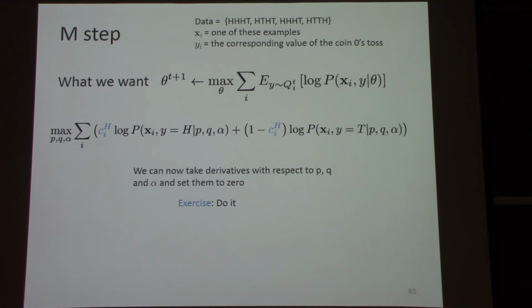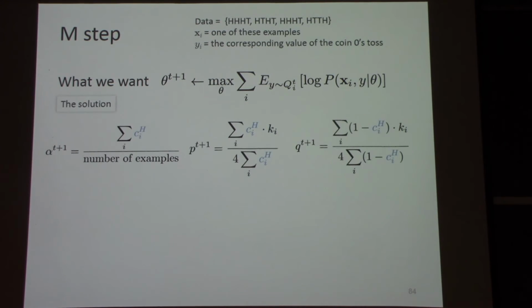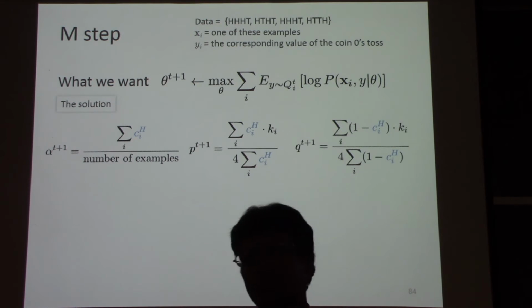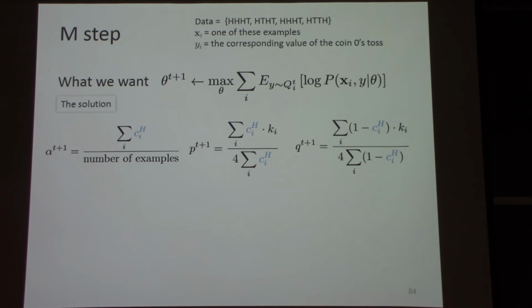So what we care about, maximizing this function, is the same as maximizing this function in terms of p, q and alpha. And of course you're going to do it right after class, because you need to. The good news is the answer looks like this. If I knew the previous estimate of the parameters, I have values of the c. It turns out the alpha looks like just the sum over c divided by the number of examples.